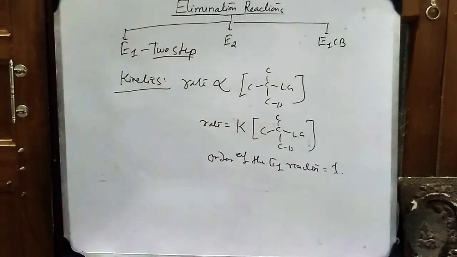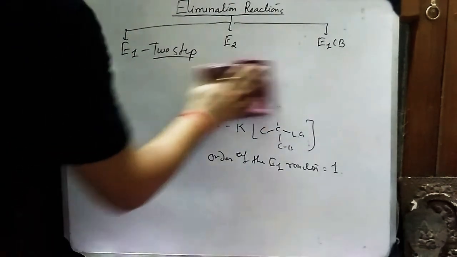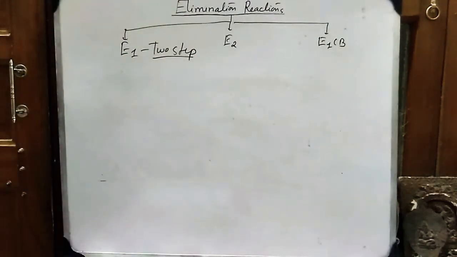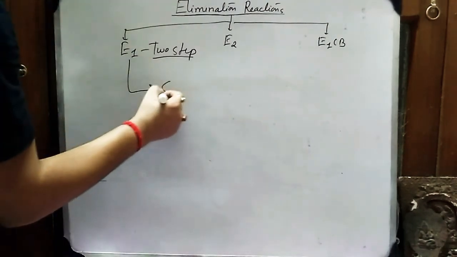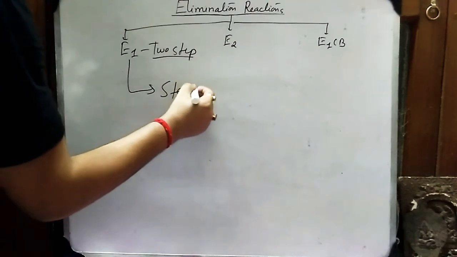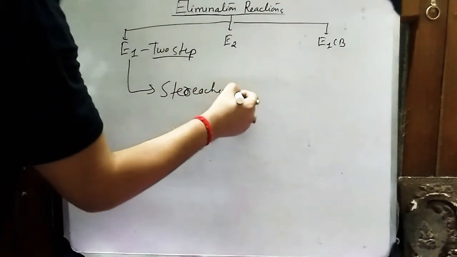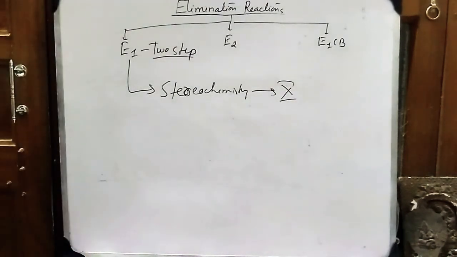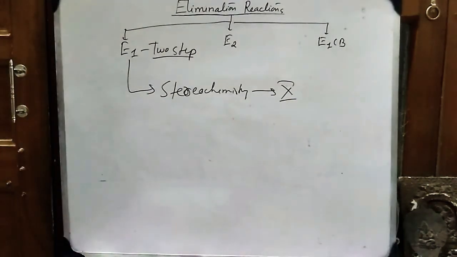Understand? Now let us come to the stereochemistry part of this reaction. What will be the stereochemistry of this reaction? The stereochemistry of this E1 reaction is very simple: it does not follow any stereochemistry. E1 reactions, stereochemistry is nowhere to be found. So no stereochemistry is essential for the E1 reaction.